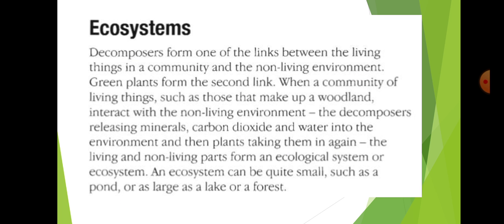Ecosystem. Decomposers form one of the links between the living things in a community and the non-living environment. Green plants form the second link. When a community of living things, such as those that make up a woodland, interact with the non-living environment, there are the decomposers, releasing minerals, carbon dioxide, and water into the environment, and then plants taking them in again. This is the living and non-living part of an ecological system, or ecosystem. An ecosystem can be quite small, such as a pond, or as large as a lake or a forest.